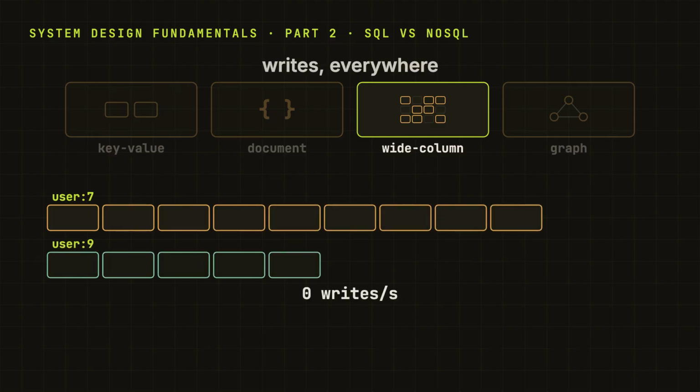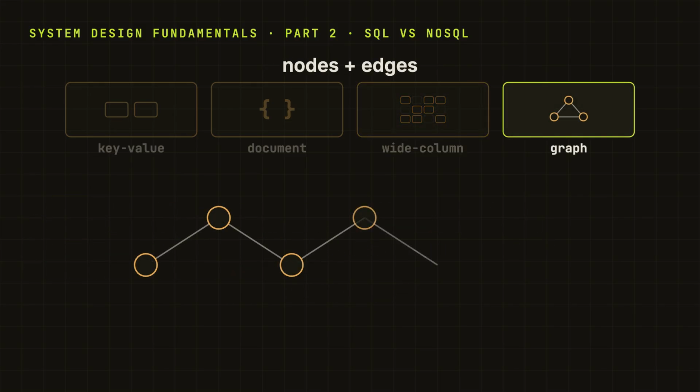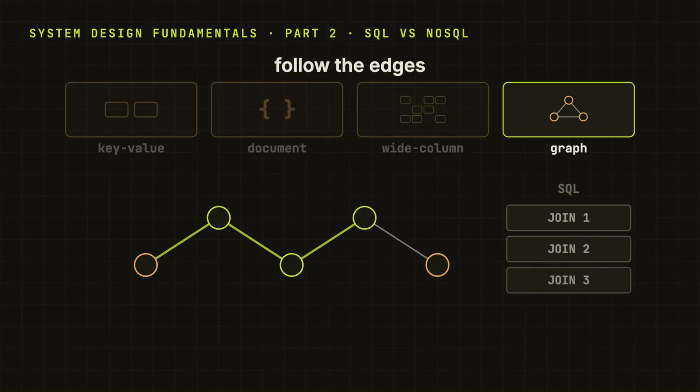3. Wide column stores like Cassandra, built to handle massive amounts of writes across many machines. And 4. Graph databases like Neo4j, built for data that is all about relationships, like a social network.